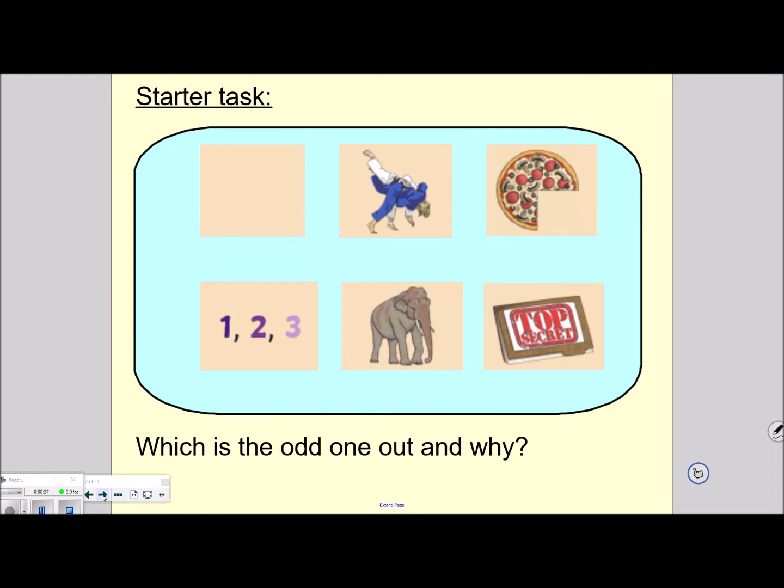As you can see, there are pictures. These pictures represent a word that ends with the cial ending, the tial ending. Can you identify the words? But also, can you identify the odd one out? Pause the video now and have a go.